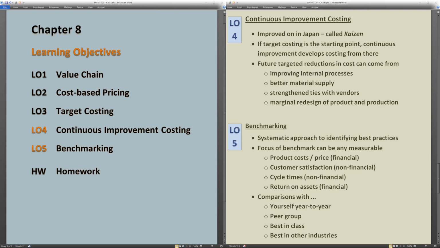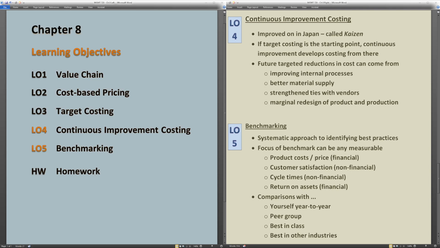So if target costing from the last learning objective is the starting point, in other words, we have a new product, we come up with a price, and then from there we continuously improve, develop costing from there. And so Kaizen is what happens after we do the initial target costing. So what can we do? How can we improve costs?